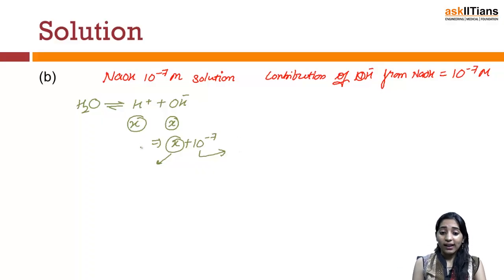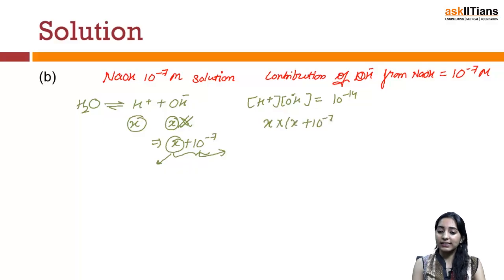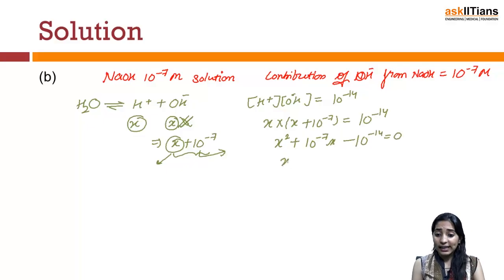So instead of writing this X, I will simply write down the value as X plus 10 to the power minus 7. Now if I use this equation, H positive into OH minus is equal to 10 to the power minus 14, I can say X into X plus 10 to the power minus 7 will be obtained as 10 to the power minus 14. And if you solve this equation, you get X square plus 10 to the power minus 7 X minus 10 to the power minus 14 is equal to 0. And if I solve this quantity, I will get the value of X as nearly 0.618 into 10 to the power minus 7 molar.